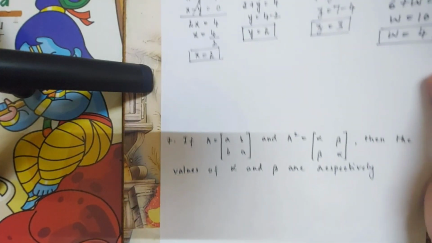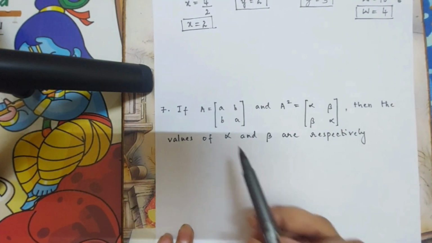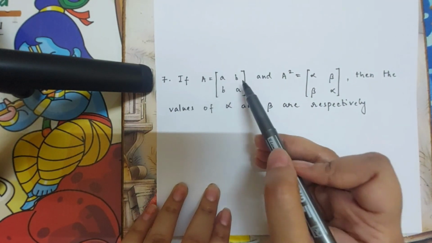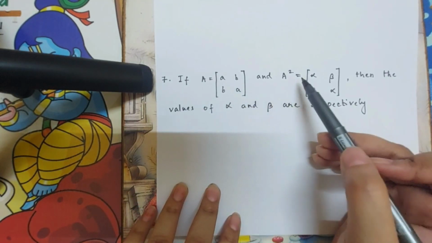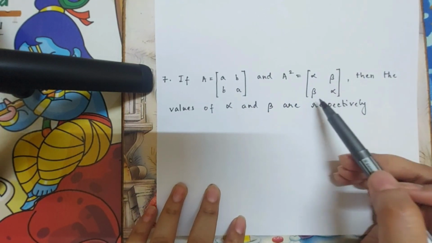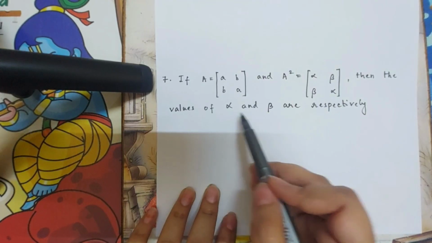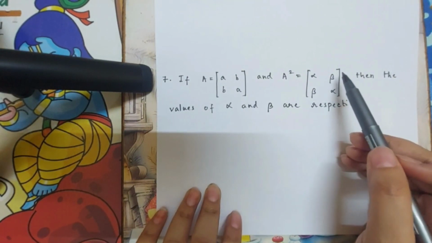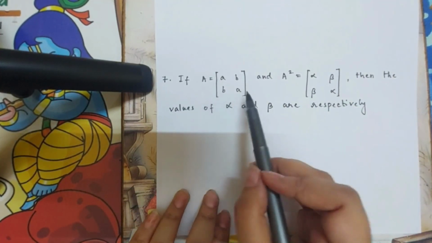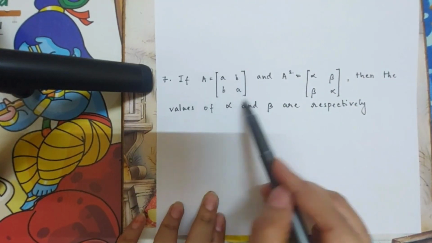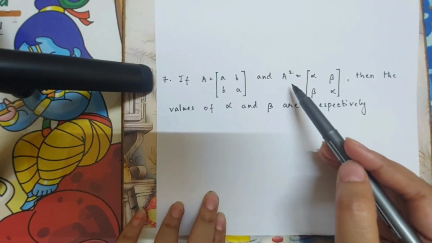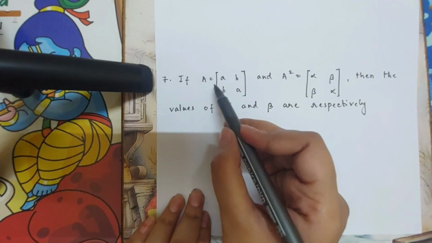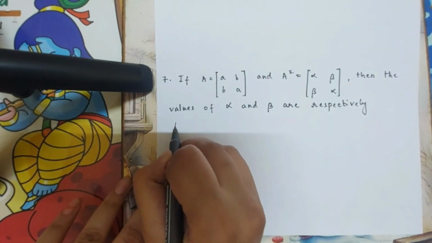Now let us move on to our next question. In this question they have given us if A is equal to [a, b; b, a] and A squared is [alpha, beta; beta, alpha], then the values of alpha and beta are respectively. So in this question we need to find the value of alpha and beta. We already have a matrix A and A squared is equal to [alpha, beta; beta, alpha]. So first thing, we will be multiplying A with A to get A squared.